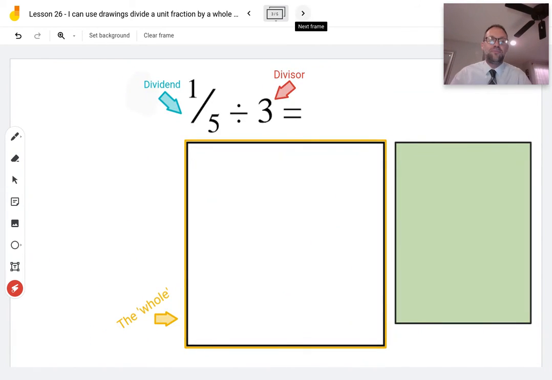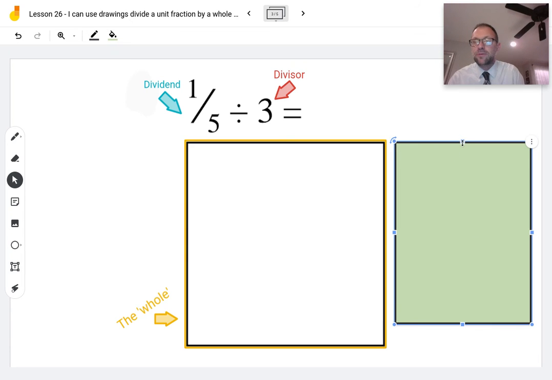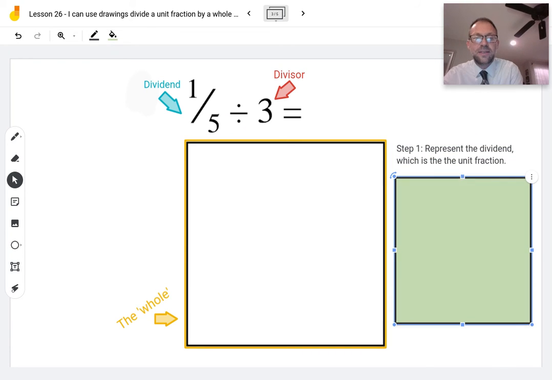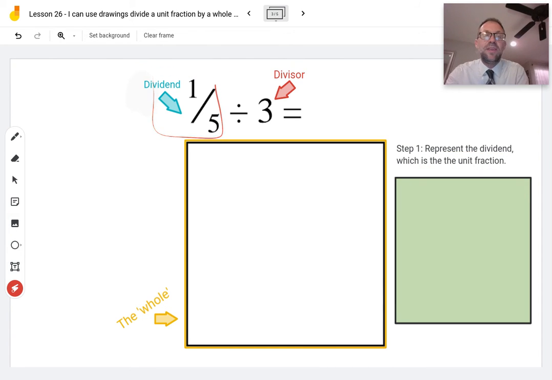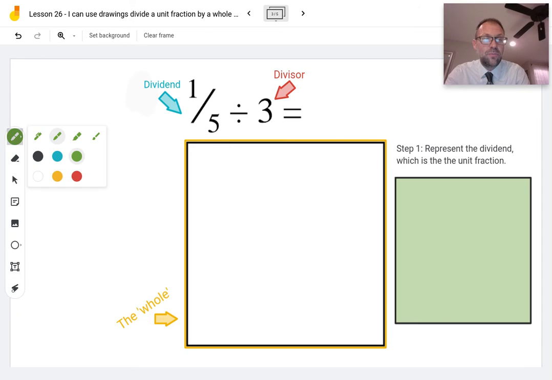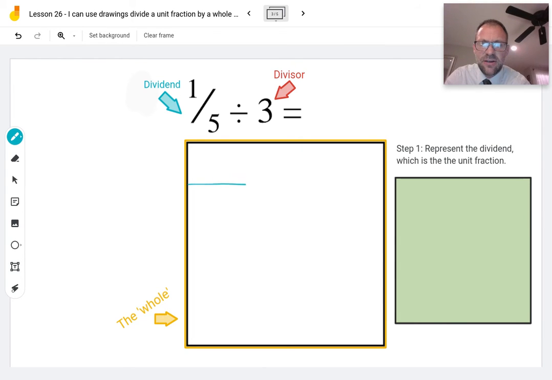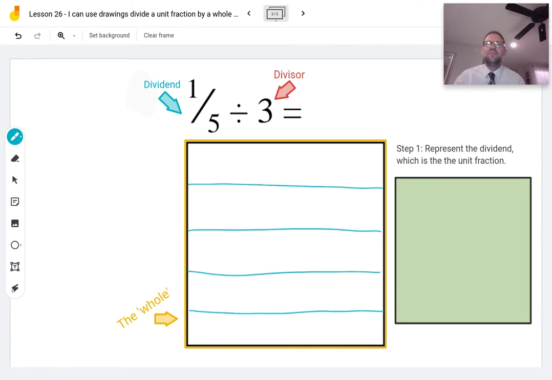Let's try another problem. Here we have 1/5 divided by 3. So, as we learned in the last problem, our first step is going to be to represent the dividend, which is the unit fraction. So we need to represent 1/5 here in the whole. In other words, we need to divide the whole up into 5 equal pieces. We're going to do it in blue. We're going to do it horizontally, just like this. I'm going to estimate fifths by going, let's see here, 1, 2, 3, 4, and 5. Not perfect, but close enough.